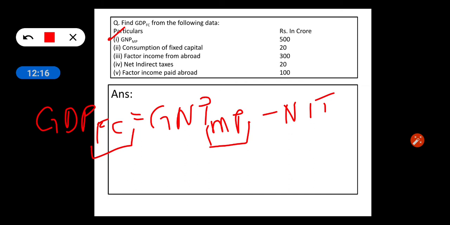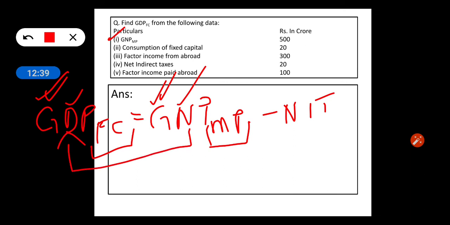All right. Now let's check the gross and net concept. On the right hand side we have gross, and on the left hand side we have gross too. So both have the same factor, so no conversion is needed here. And the middle factor, we have national on the right hand side and domestic on the left hand side. So we have to convert national to domestic. To do that, we have to subtract NFIA. Now let's put the value.